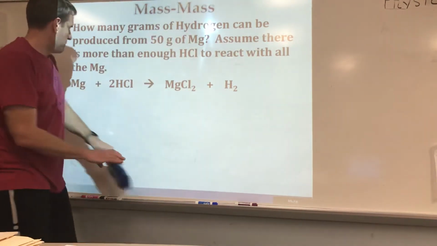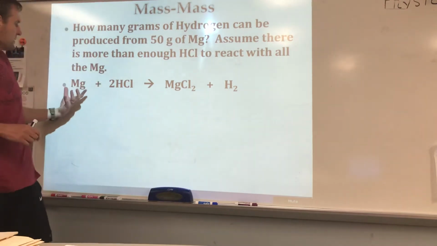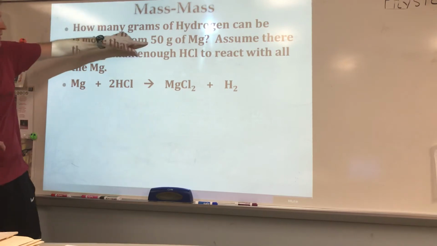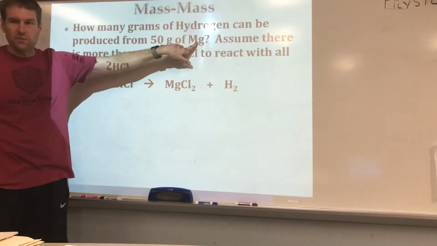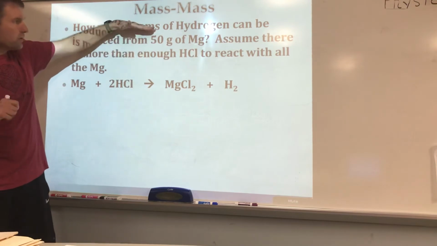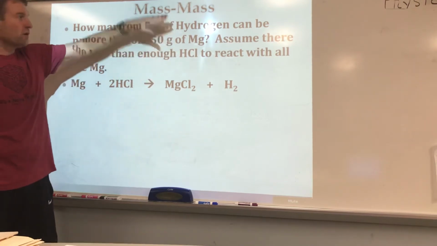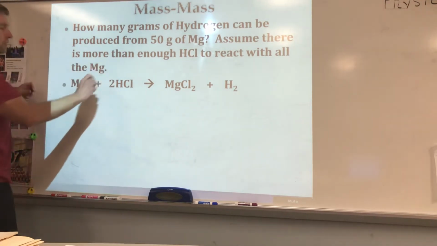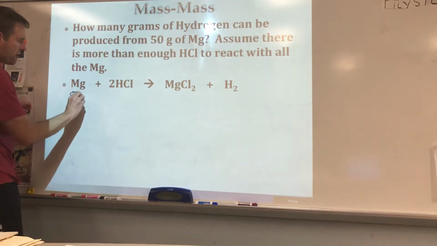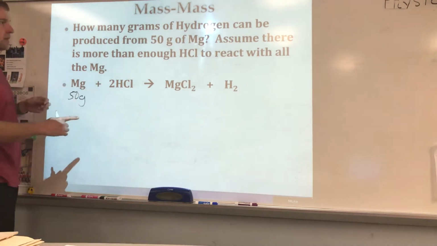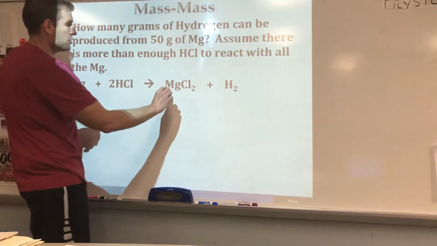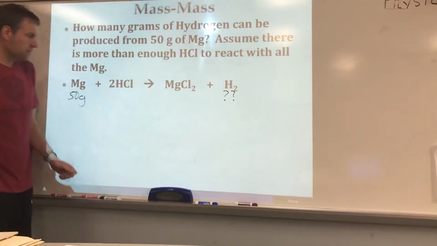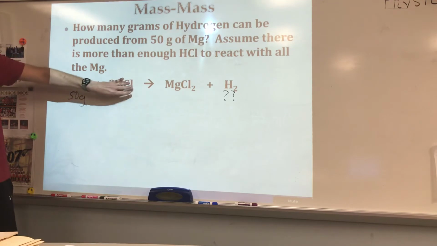So this particular equation says, how many grams of hydrogen can be produced from 50 grams of magnesium? It's asking how many grams, but it's giving you grams too, so we call it mass to mass. It's still using an equation. You have 50 grams of magnesium, and it's asking how much hydrogen that would produce. It says you have more than enough HCl, so you're not going to run out of this.